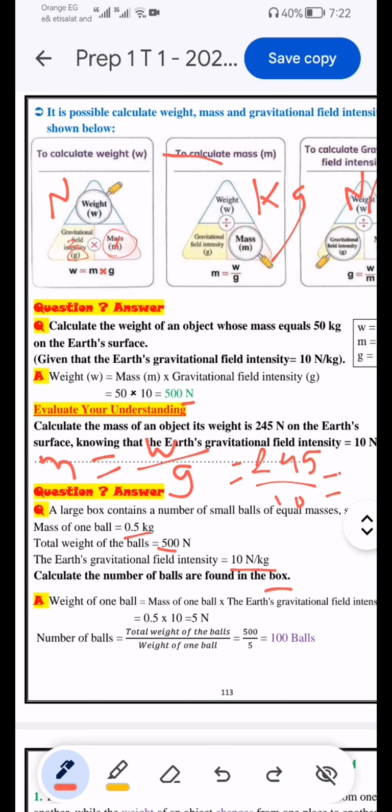Okay. Firstly, to calculate the weight of one ball, we have a mass and a gravitational field intensity. We said weight equal what? Equal mass by G, gravitational field intensity. So 0.5 by 10 equal 5 Newton. Okay. And the number of balls equal total weight of balls over weight of one ball only. 500 over 5, it will equal what? 100 balls. Okay.